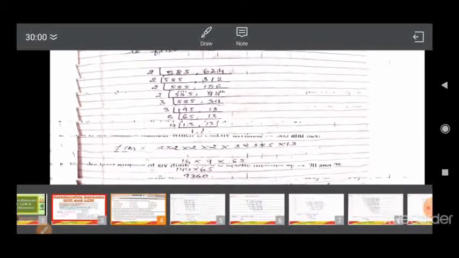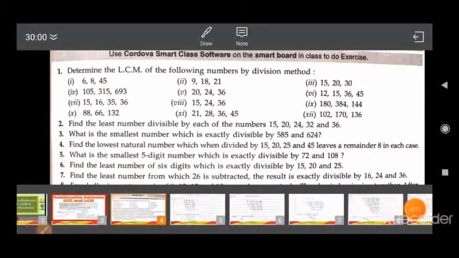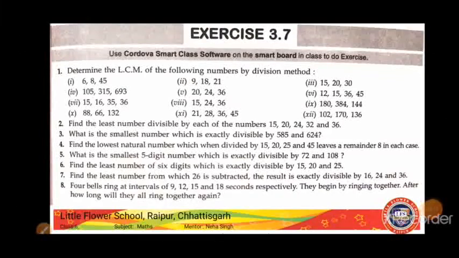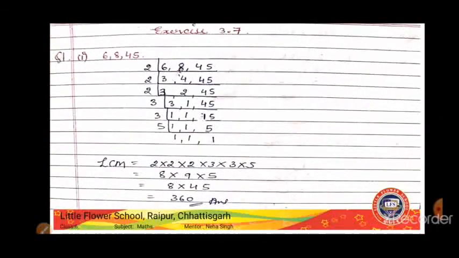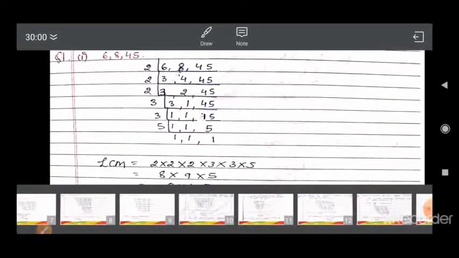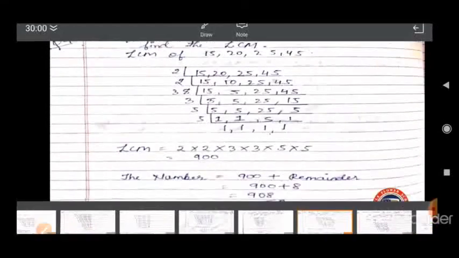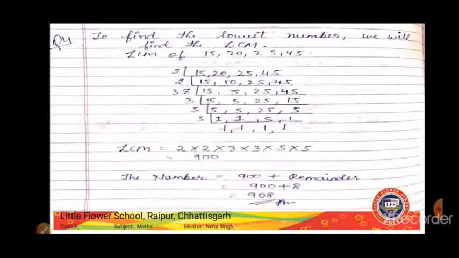Now let us move on to the fourth question. Find the lowest natural number which when divided by 15, 20, 25 and 45 leaves the remainder 8 in each case. What will happen here? We need to find the smallest number that is divisible by the given numbers, and 8 will be the remainder in each case. So first we need to find the smallest number.